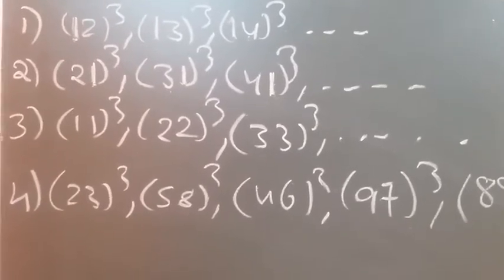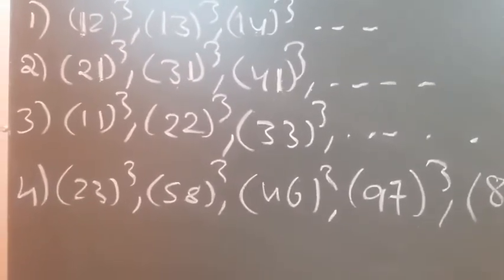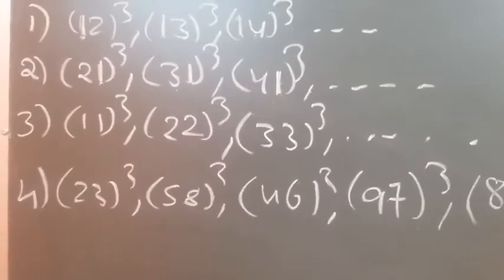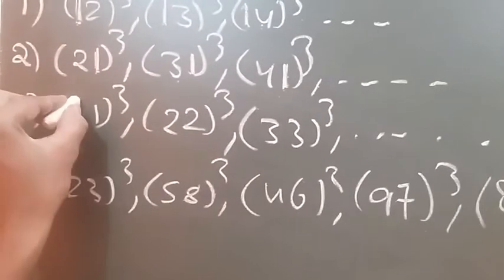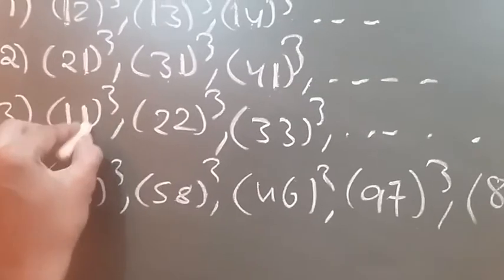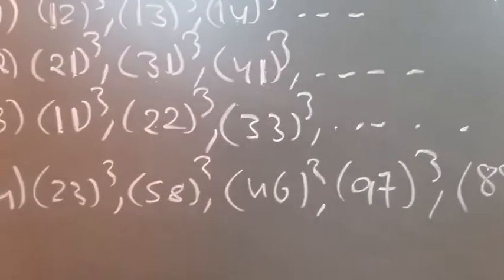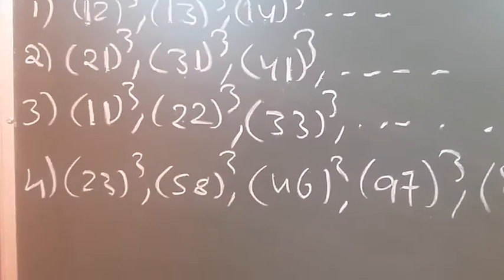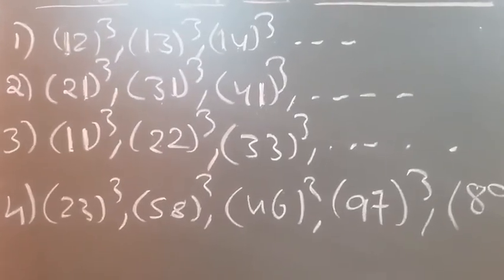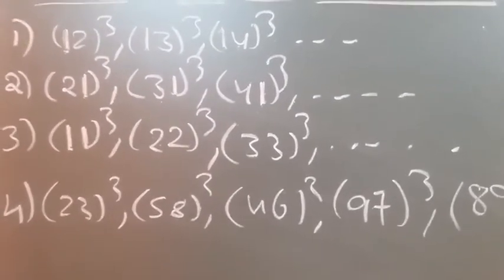Now in this video you have learned how to calculate the cube of a number if both digits are the same, like 11 cube, 22 cube, 33 cube, like that. If you have any such number, in this video you have learned how to calculate its cube.